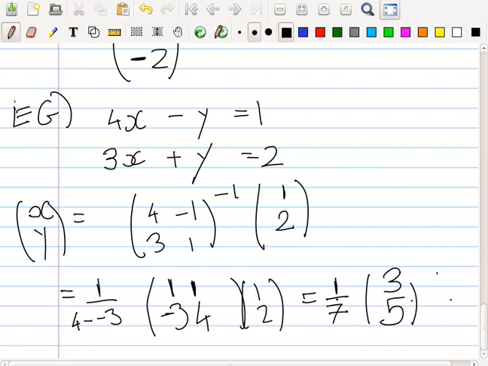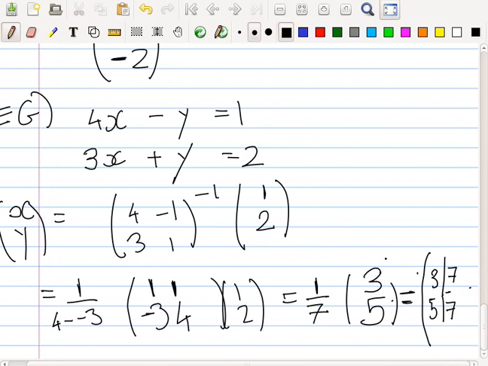Now, all I have to do is put the 1 over 7 inside. So I get my answer is 3 sevenths and 5 sevenths. It's got a bit squished here. Sorry. So x is 3 over 7 and y is 5 over 7. 3 over 7 and 5 over 7. Yeah. So you're all going to be very similar, actually almost identical.